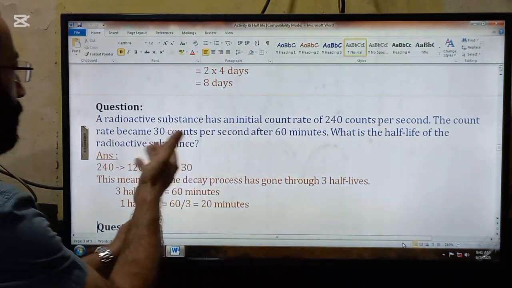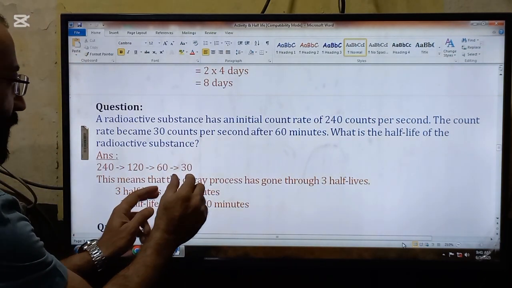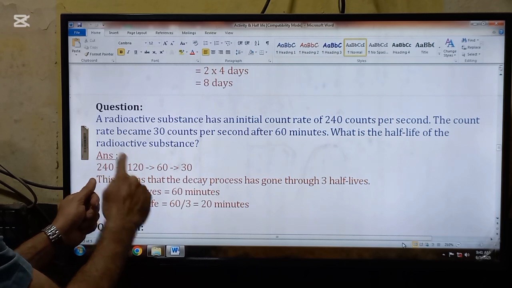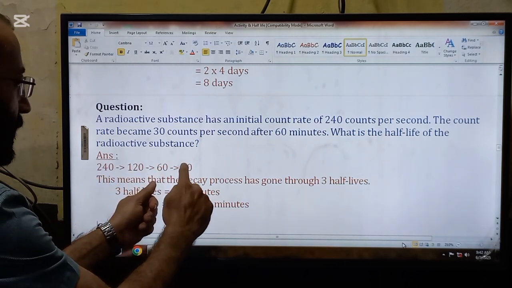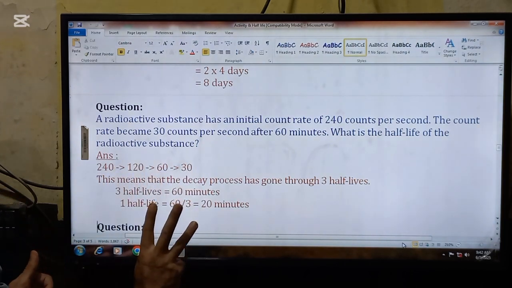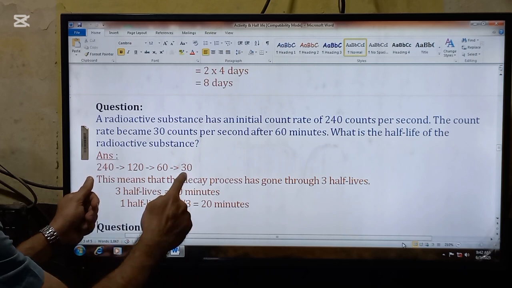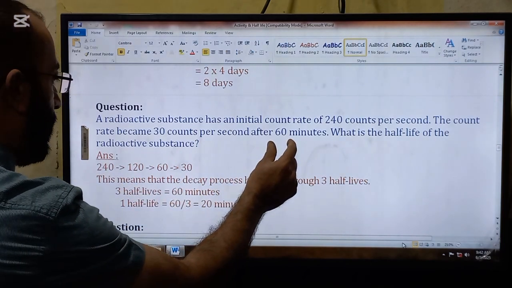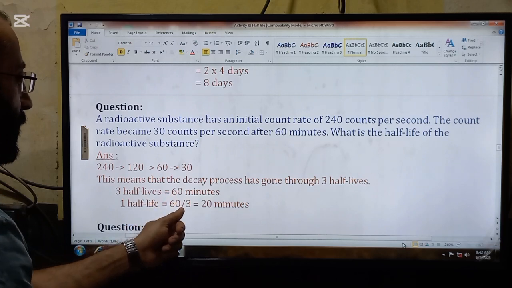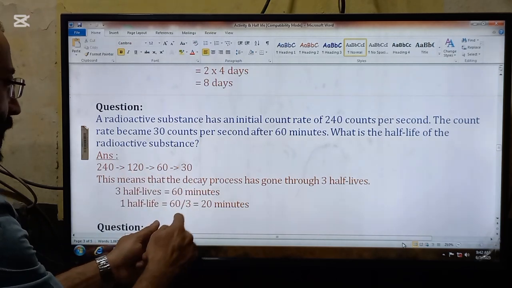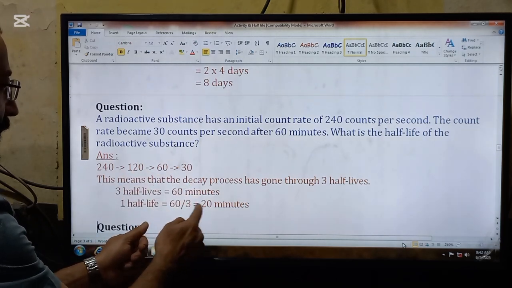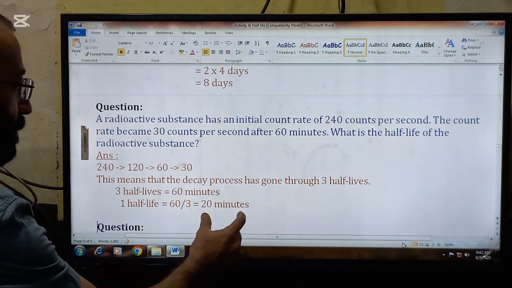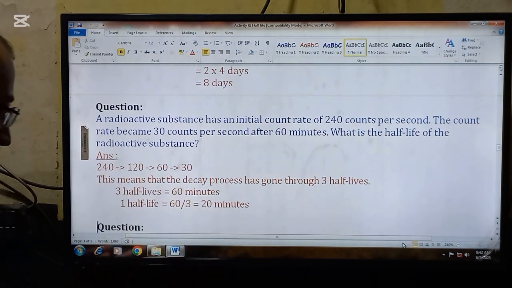So look now, the count rate is 30. We have actually reached 30. So this is one half-life, this is 2, and this is 3. So it means 3 half-lives are required to come to a count rate of 30 from 240. So this is the total time given, that is 60. So 60 divided by 3, because 3 half-lives are required. So 20 times 3 is 60. So 20 minutes is one half-life.